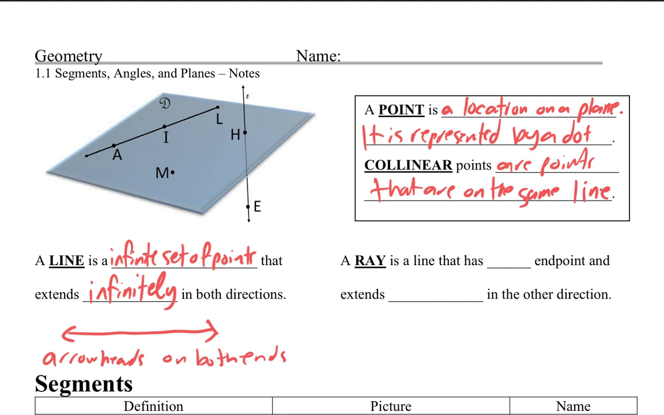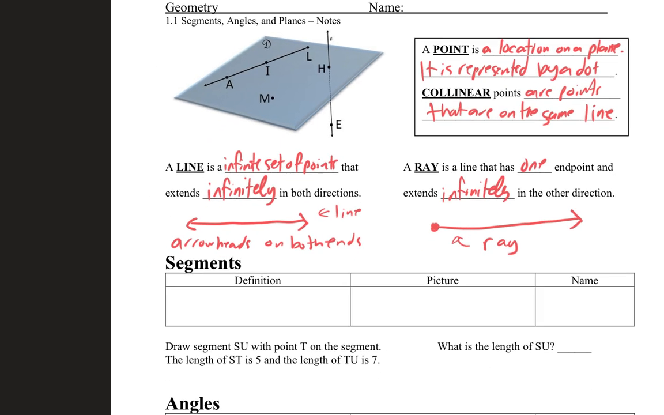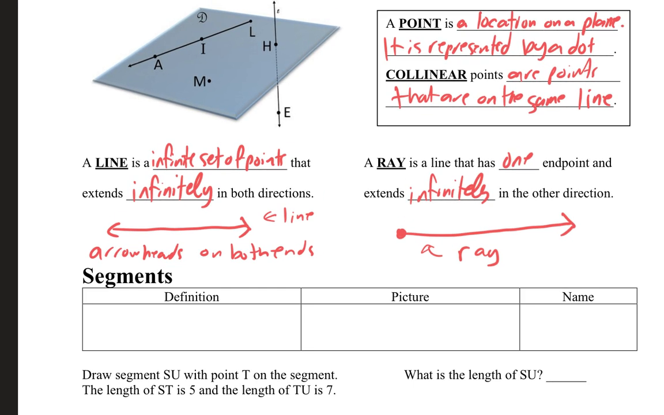Okay, next, a ray. A ray is a line that has one endpoint and extends infinitely in the other direction. So if we had something like that, it would go like that. So, okay, this is a ray. Okay, this is a line. So that's what the ray looks like, and that's what a line looks like.